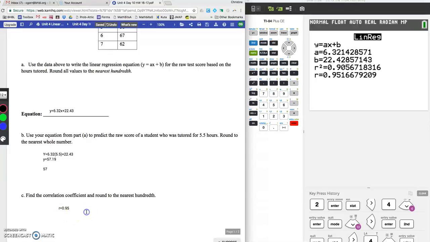0.95, which does indicate a very strong relationship between the data values, between the x's and y's. And since it is so close to 1, it's indicating that the line that is graphed is a close approximation for the data points. So we can assume that this trend line is a decent trend line for our number of tutor hours versus our raw score on a test.